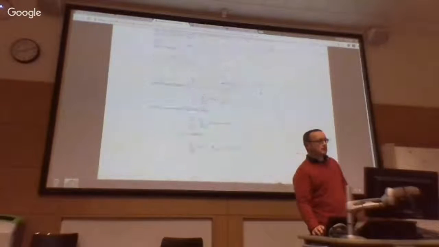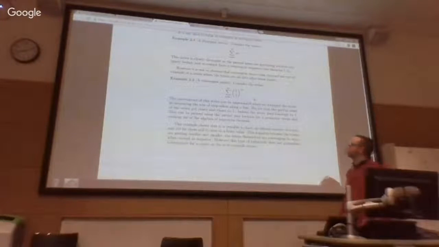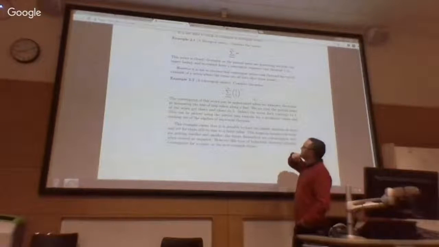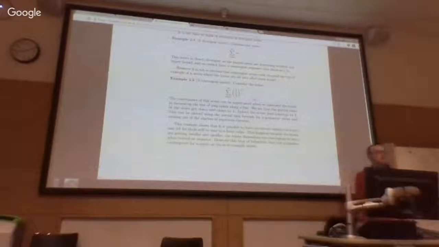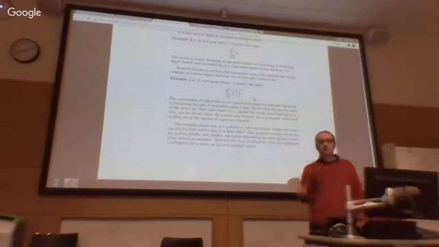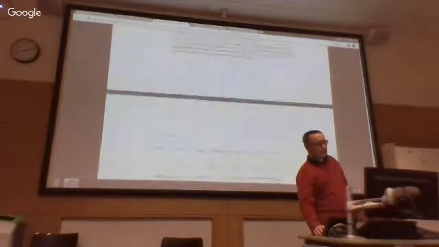So our first example, where we added up all the powers of a half, that's an example of a geometric series, where A, the initial term, is a half, and R, the common ratio, is also a half. Each term is a half of the previous term.